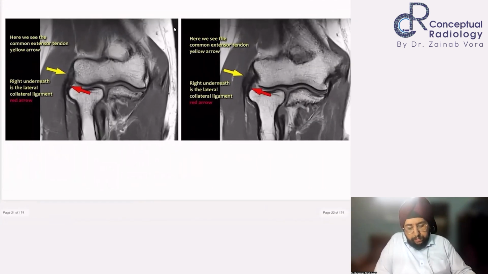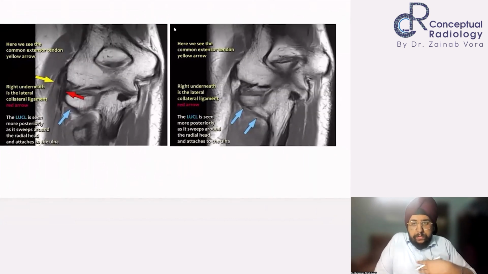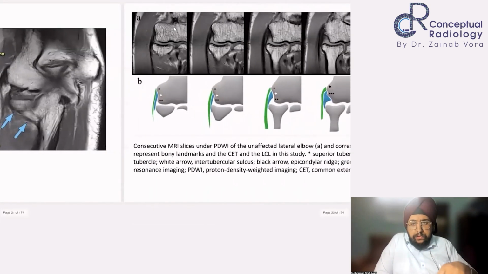These are some sequential images which I'm now trying to show you to make you understand the anatomy once again. This is your common extensor tendon origin, and this is your LUCL, which is right beneath it. As we move on to the sequential images, we see that the common extensor tendon has gone laterally now, but the LUCL is arching more posteriorly such that it is going behind the radial head, coursing towards the crista supinatoris and inserting onto the ulna. It basically sweeps around the radial head. That is how you recognize it.